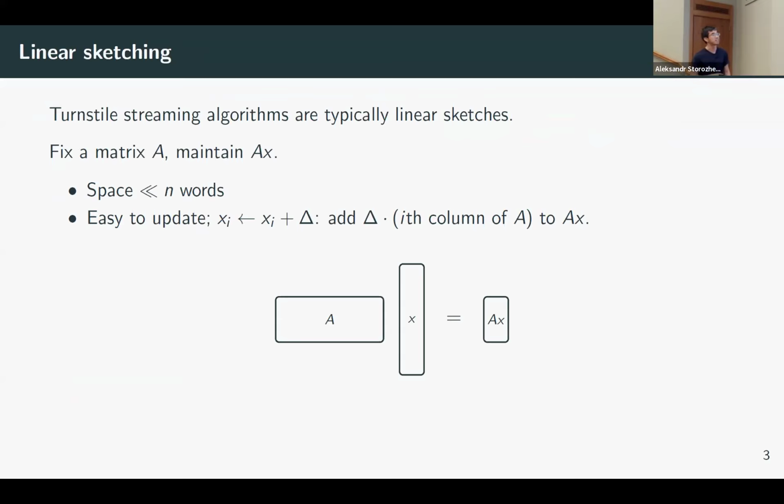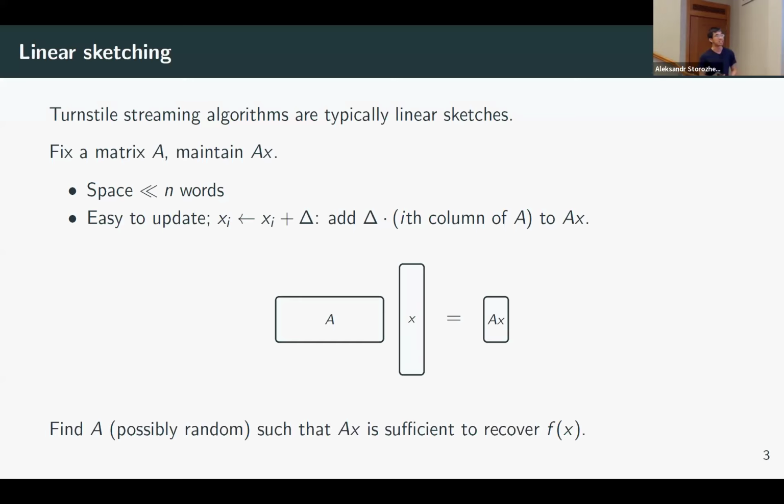Think of A as a matrix with very few rows, but with n columns. So it's a wide matrix. In this way, maintaining Ax takes much less space than storing x itself, so space is much less than n words, and it's also very easy to update. This is because, for example, if you want to update the ith coordinate of x, we just add the corresponding ith column of A to the sketch. So for any matrix A, such a linear sketch can be maintained under these turnstile updates.